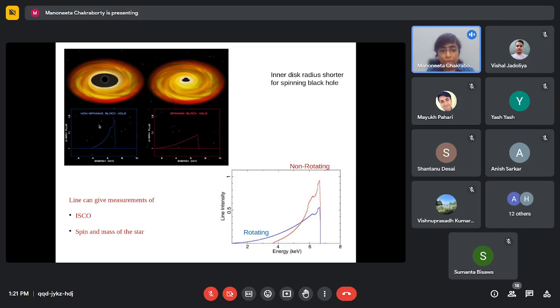Here you can see that the line profile is sharper and is falling very fast, whereas for the spinning black hole, the line profile can have a much longer tail. So just by looking at the line profile, we can at least have an idea of how fast the black hole is spinning and what the mass of the black hole is. And remember, for a black hole, these are at least two of the three major parameters to completely understand the properties of a black hole. This is how the observational signature of a line can be very helpful.